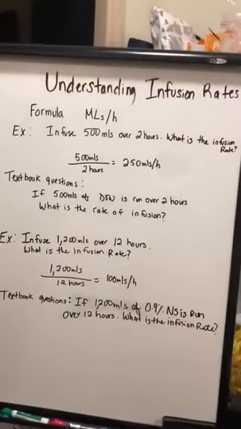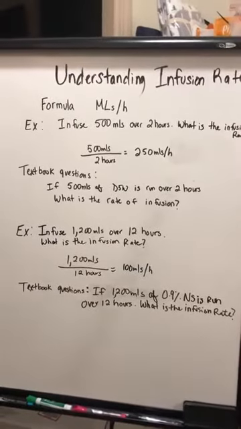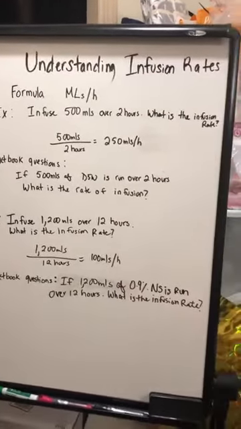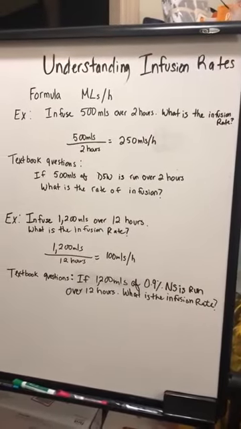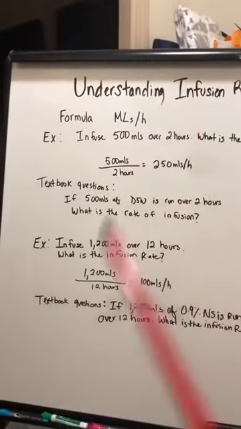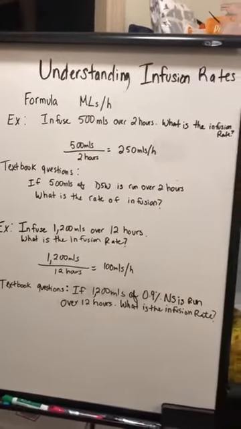Now, these can be multiplied as well, but the formatting of the question would be different. So in the first video, we're just talking about the formatting of finding what the infusion rate is. So if the question says, what is the infusion rate? Then we're using the mLs divided by hours format, which is simple. Dividing the mLs by however many hours are given.